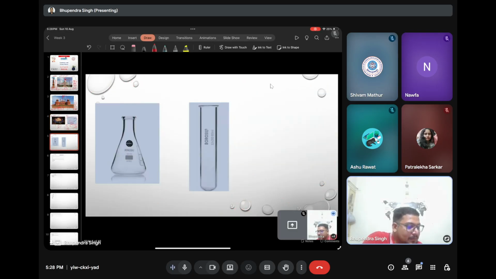Tell me the point group of this conical flask A, and the point group of this test tube B. Tell me the point group of these two.